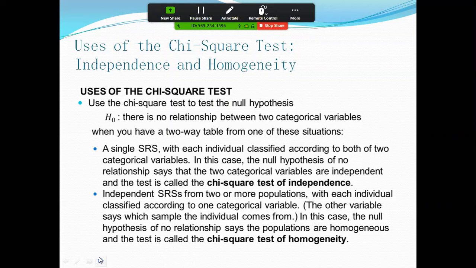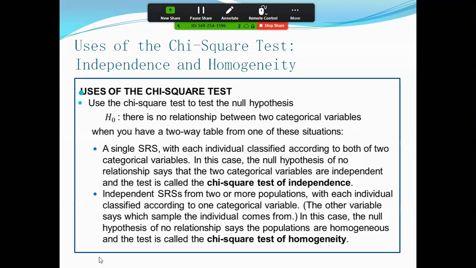Or B, independent SRSs from two or more populations with each individual classified according to one categorical variable. The other variable says which sample the individuals come from. In this case, the null hypothesis of no relationship says that populations are homogeneous, and the test is called the chi-square test of homogeneity.